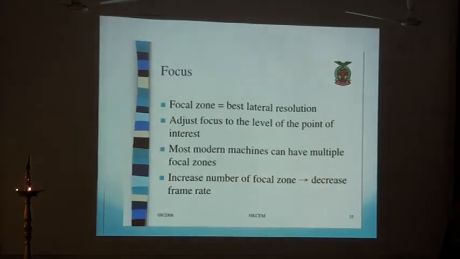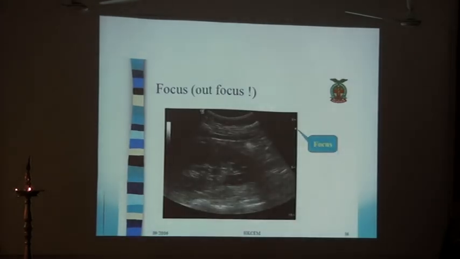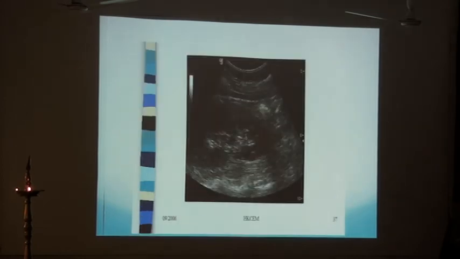Focus is present in almost all machines, and it is adjusted to get the best lateral resolution. You must adjust the focus to the level of the point of interest. As can be seen here, this yellow knob is showing the focus. It is not on the area of interest, it is below. So you adjust it so that it is on the area and you get the best focal resolution.